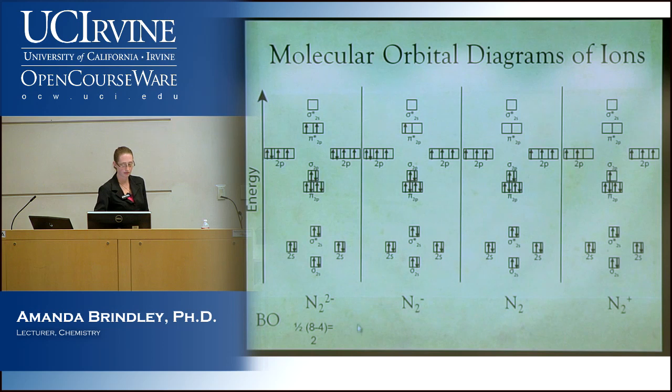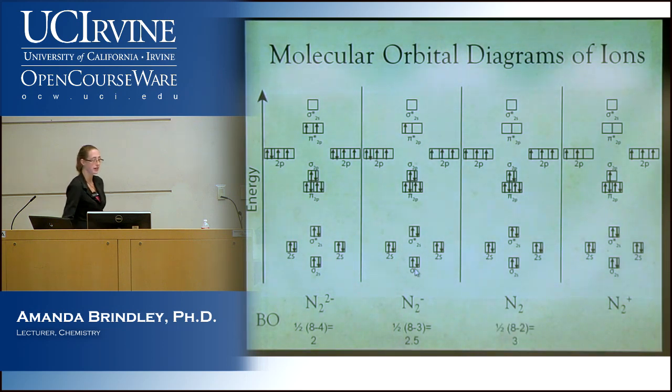Okay. Now if we do it for this one, we get 2.5. And we know what nitrogen is already. We've done that one. It's 3. And we do N2 plus. So now we have 2, 4, 6, 7 minus 2. We get 2.5.